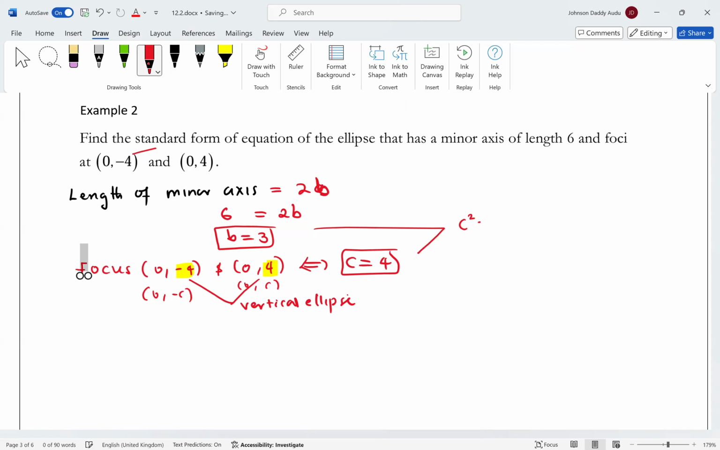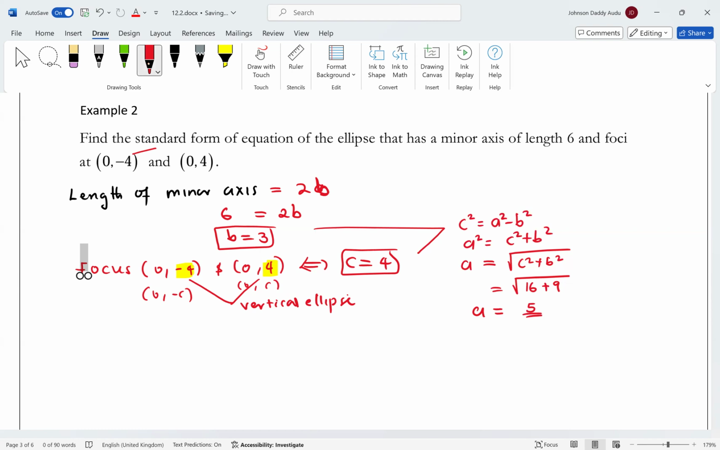Remember we have c squared equals a squared minus b squared. So a squared is c squared plus b squared. And this simply means A is going to be the root of c squared plus b squared, which is the root of 16 plus b squared, which is 9. So A is going to be 5, right?